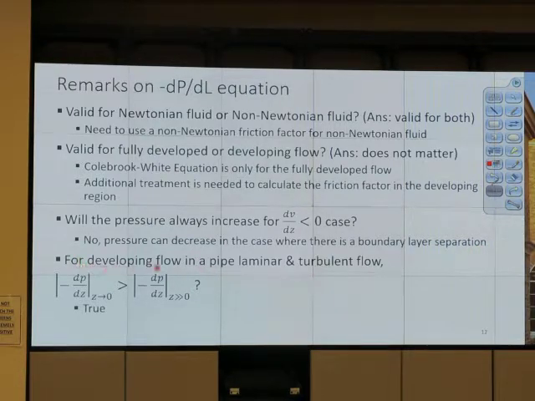Okay. For developing flow, in laminar and turbulent flow, is minus dP/dz close to the inlet, where z is close to 0, going to be greater than minus dP/dz where we are far away from the inlet? Greater means a lot higher than 0. I said true. So in theory, pressure drop per unit length is more when we stay close to the inlet. So this is kind of a detail in multiphase flow, okay? Because single phase is also part of multiphase flow.